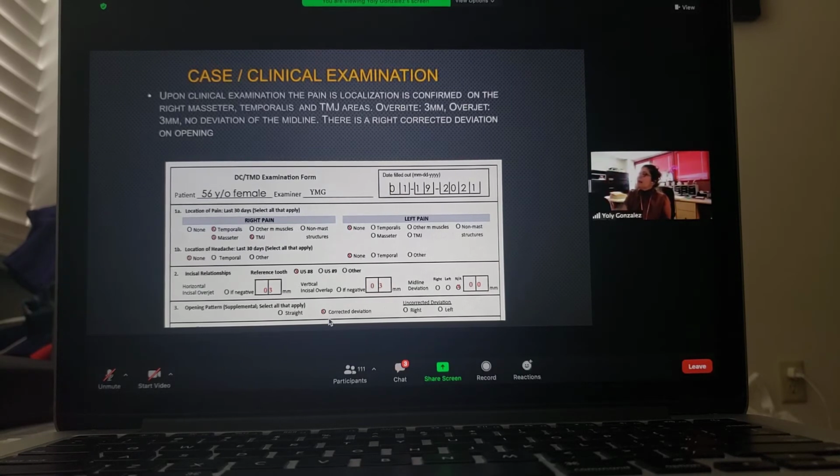Two classes from now, when we start doing other orofacial pain conditions, otitis media is one of them, Morgan, and then you can help me to talk about otitis media. But I agree with you.